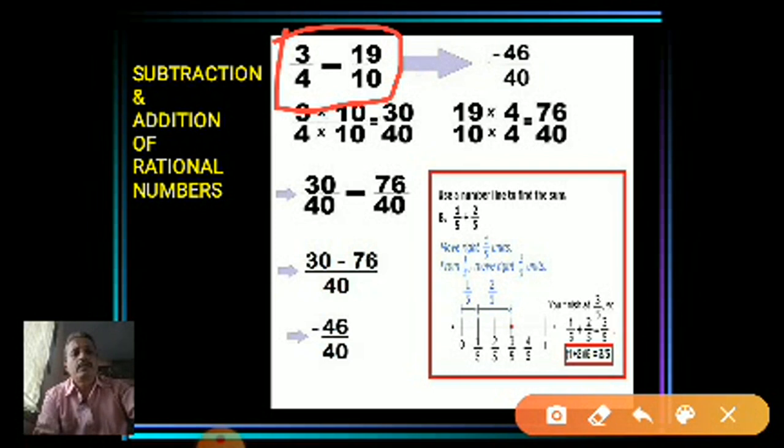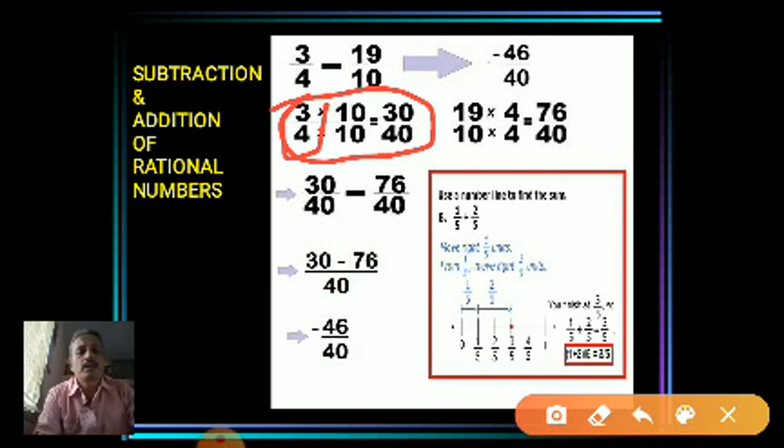It's a simple way to get the answer. The first number is 3 upon 4. We can multiply numerator and denominator by 10. 3 tens are 30, 4 into 10 is 40. In the same way, 19 upon 10, we can multiply by 4 and divide by 4. The value remains the same. I will get 76 upon 40.